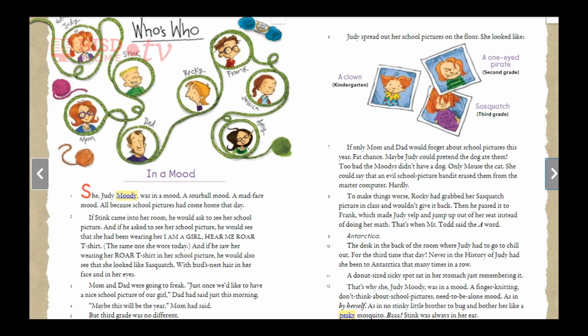Antarctica. The desk in the back of the room where Judy had to go chill out. For the third time that day. Never in the history of Judy had she been to Antarctica that many times in a row. A donut-sized sticky spot sat in her stomach, just remembering it. That's why she, Judy Moody, was in a mood. A finger knitting, don't think about school pictures, need to be alone mood. As in by herself. As in no stinky little brother to bug her and bother her like a pesky mosquito. Buzz. Stink was always in her ear.